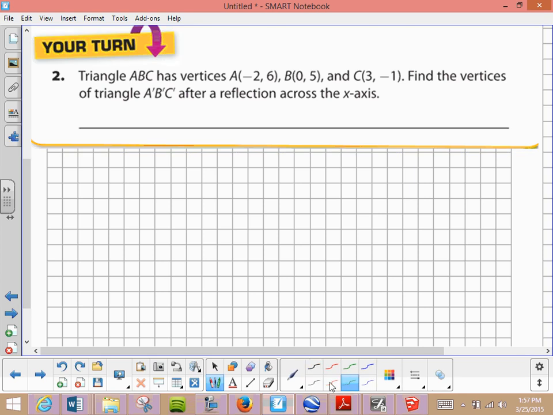Good. You do. Or you add, depending on what it says. Careful. This one is slightly different. We're talking about a reflection. They give you a rule. No, you're supposed to figure out the rule. Yes. Yes.